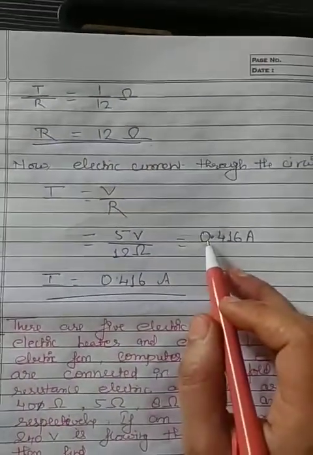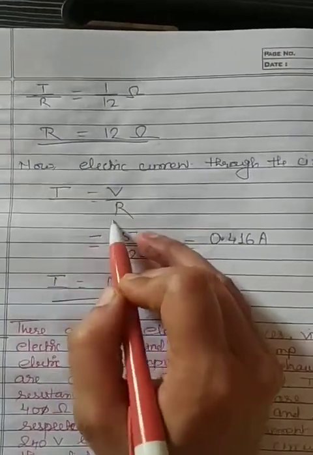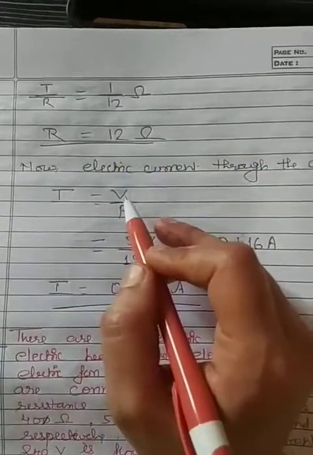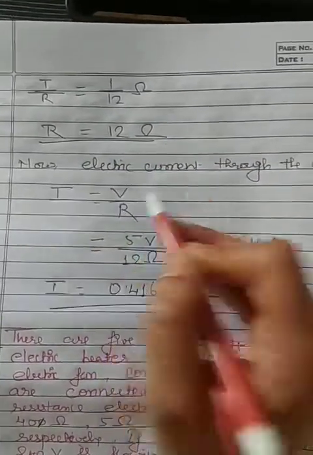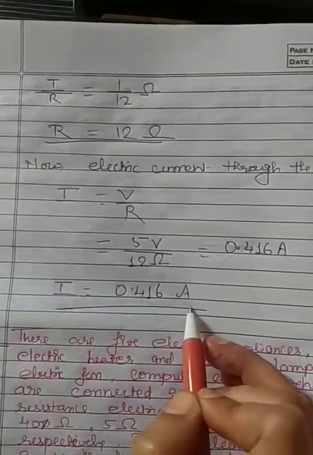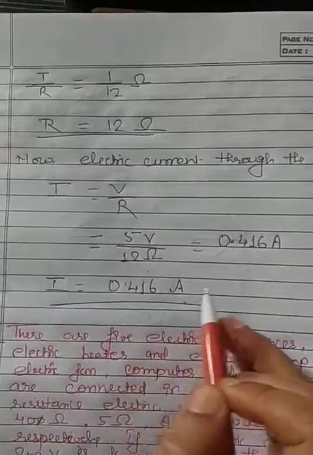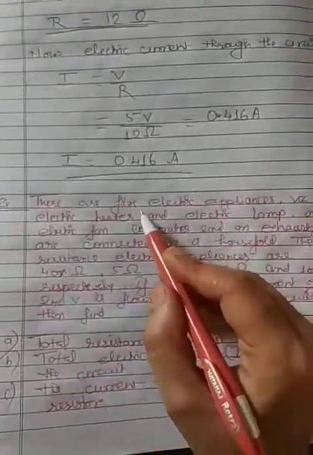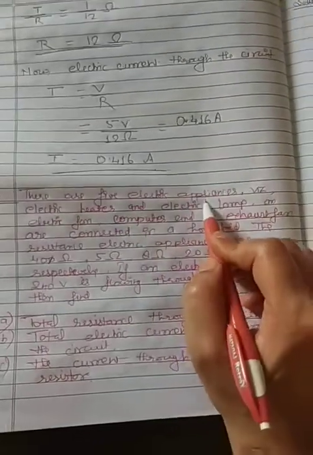Now the electric current through the circuit, I is equal to V upon R. We know the value of R, the total resistance, and the value of potential difference V is already given. Put the values in this formula and we will get the total current 0.416 ampere. Got it?